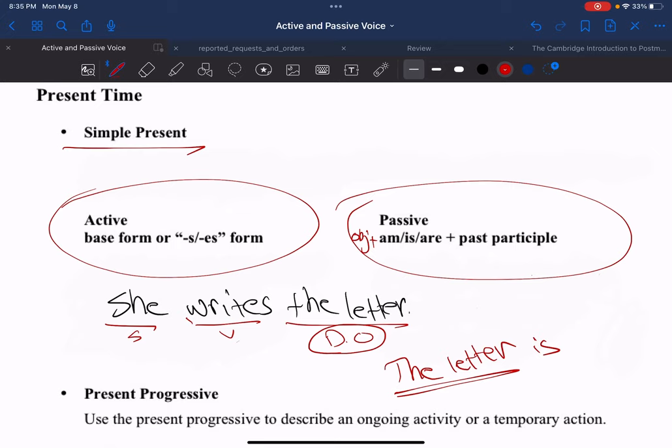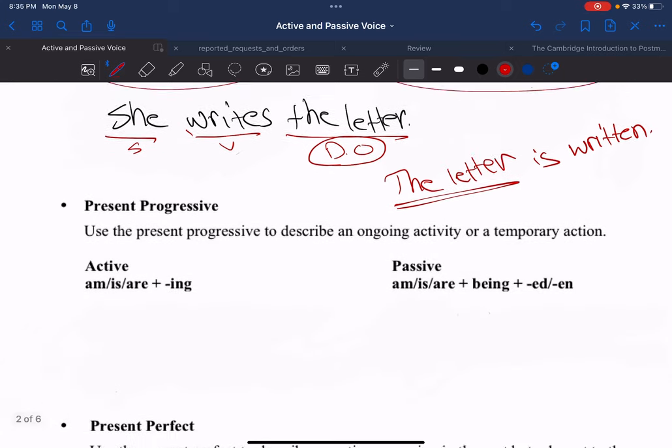You look at the tense all the time. Here you know this is present simple. Always look at the tense of your active sentence. The letter is, what is your verb? Write. The PP of write is written. The letter is written. That's for simple present or present simple, however you want to call it.